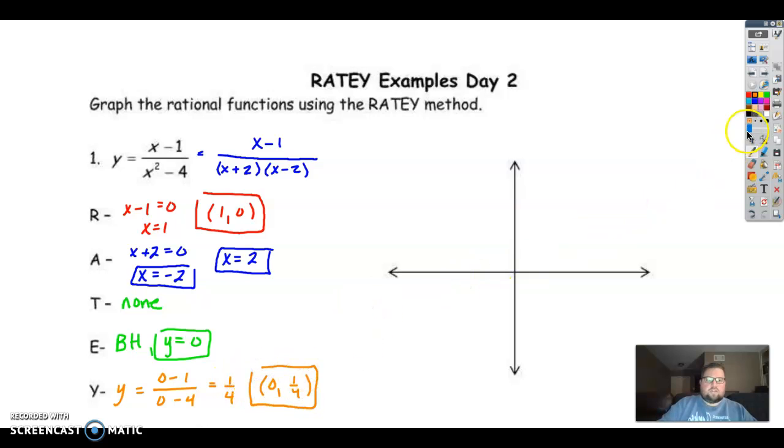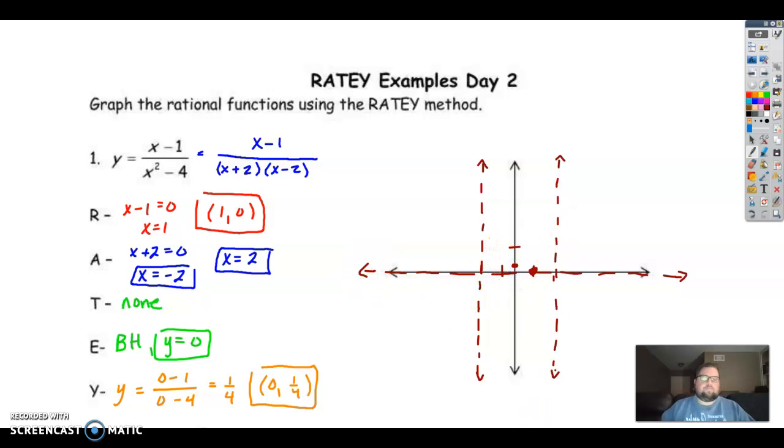All right, time to put all this on the graph over here. So we have our (1, 0) root. Our x equals 2 asymptote, and our x equals -2 asymptote. All right, y equals 0, the x-axis is an asymptote, and (0, 1/4), which will be just a little above there.